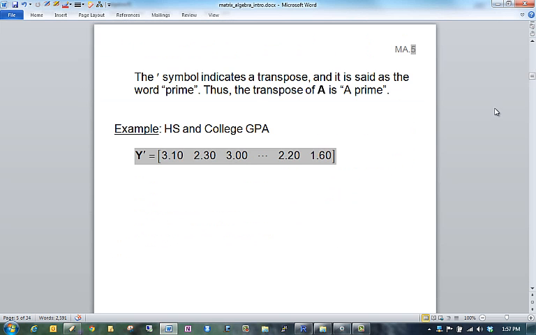So with respect to the high school and college GPA data set, we might want to make my column vector a row vector. So Y prime is a row vector, a 1 by 20 matrix.